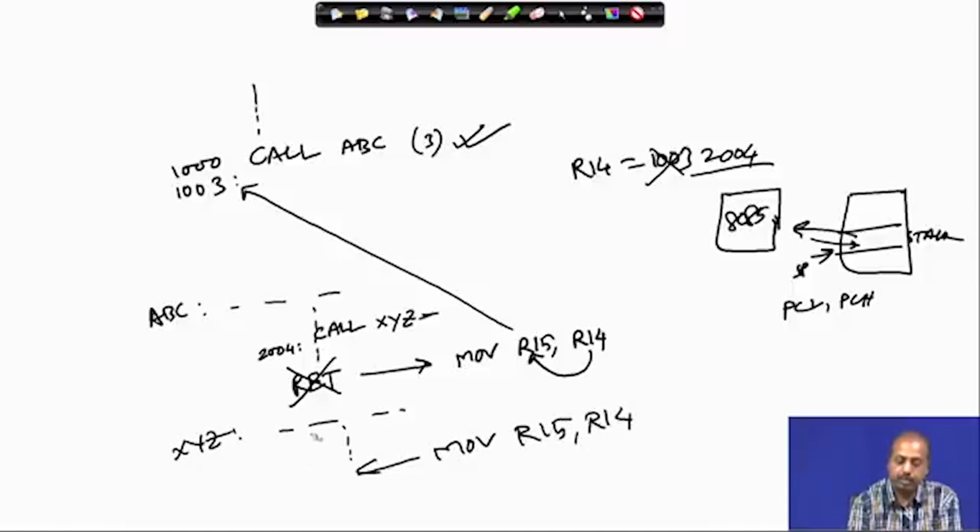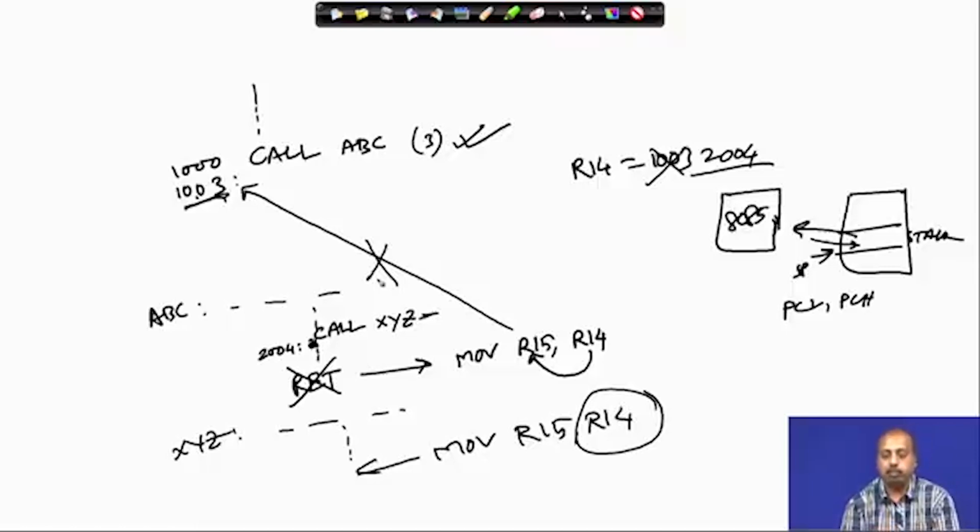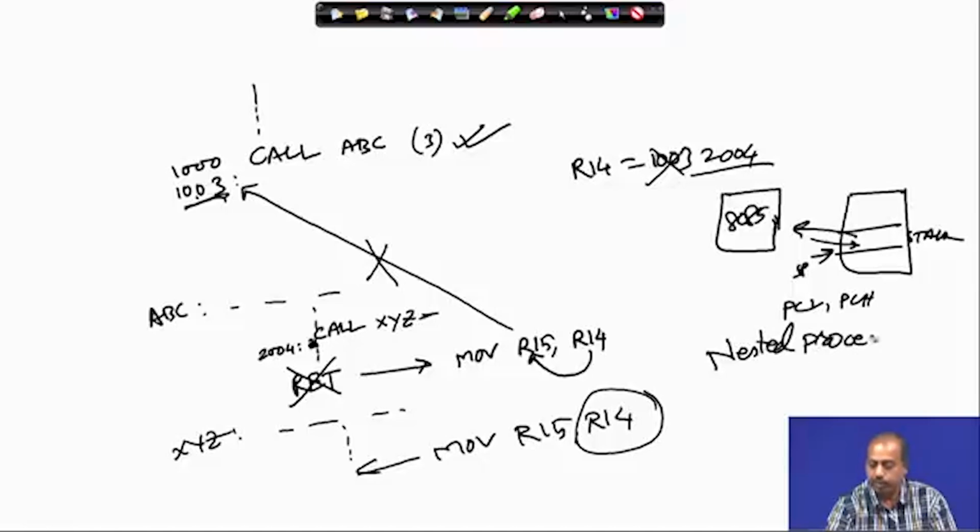So, where will it come back? It will come back to this location, but by that time your R14 register content is lost. This value that we put here, this 1003, that was put there, by this time this return value is lost. So, you will not be able to return properly. This return will not work. So, basically you need to do something extra to take care of this situation whenever you have this nested procedural call. We have got difficulty.